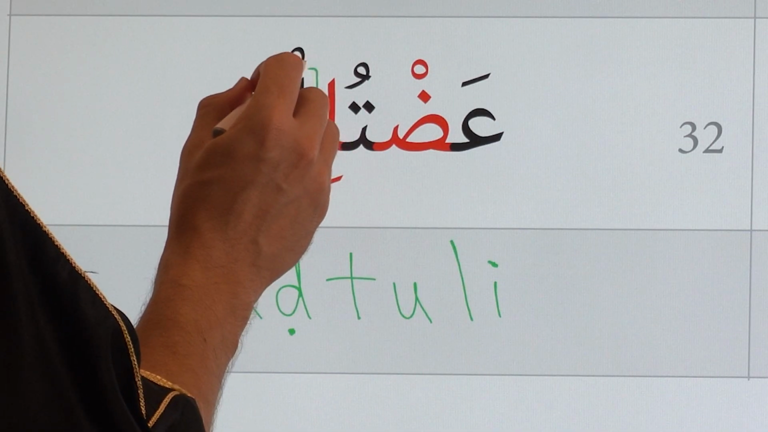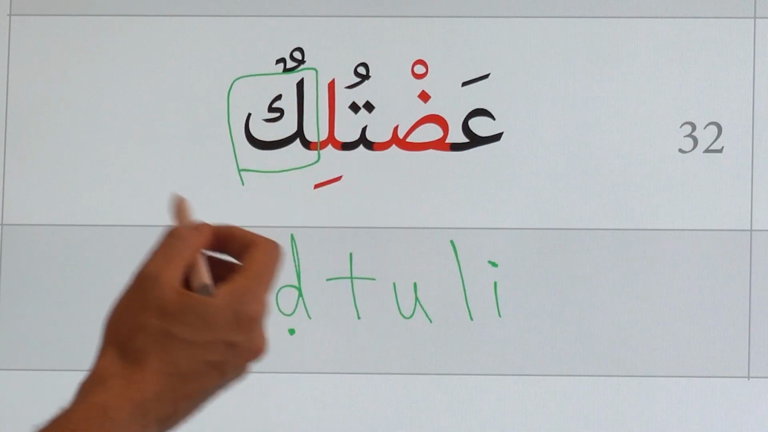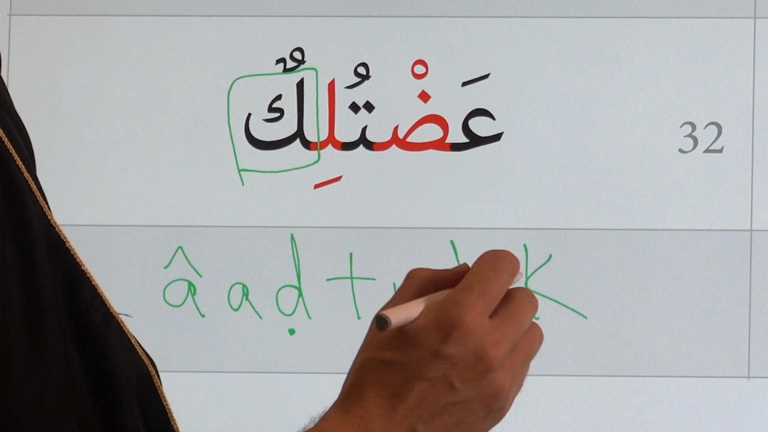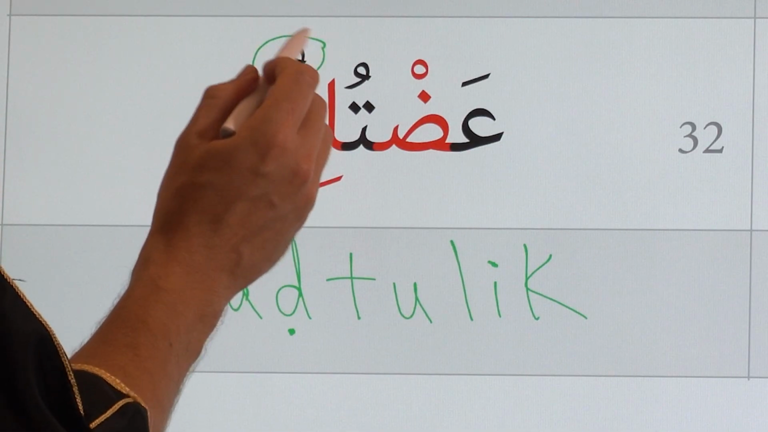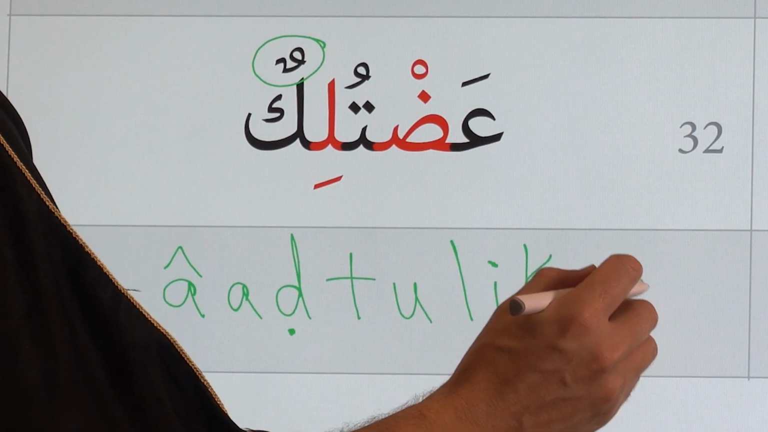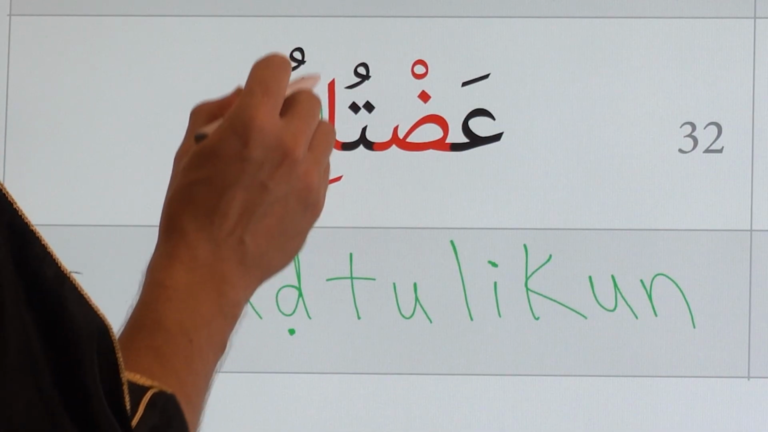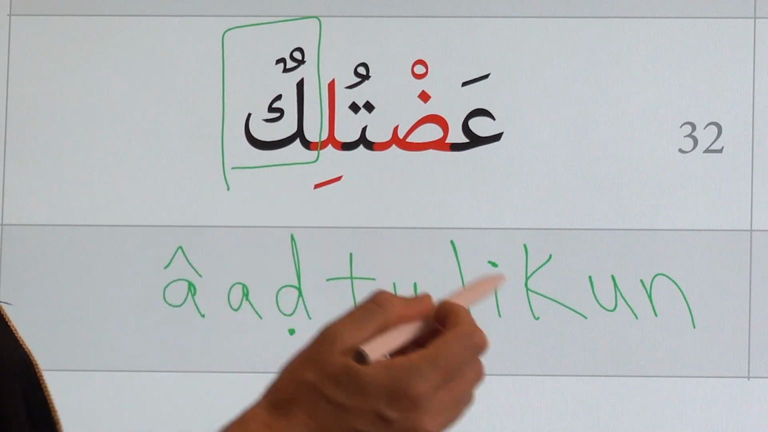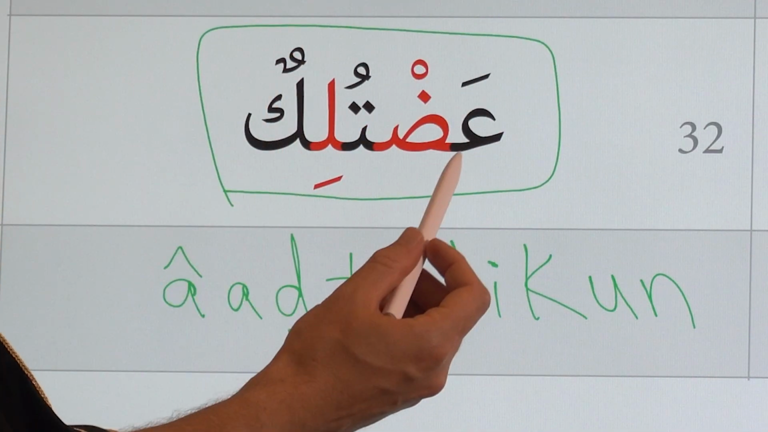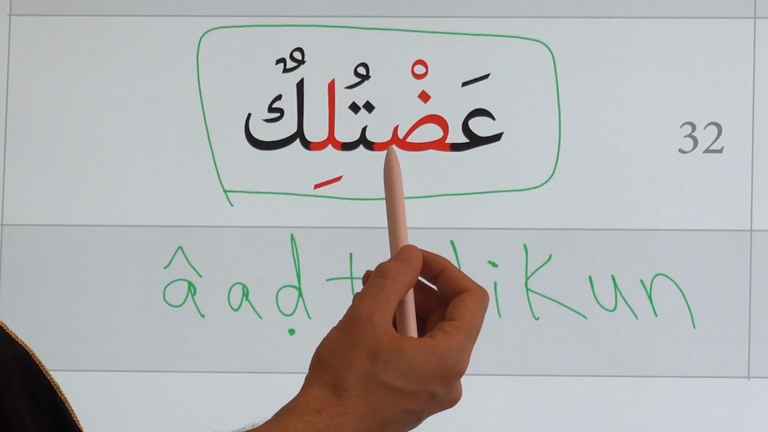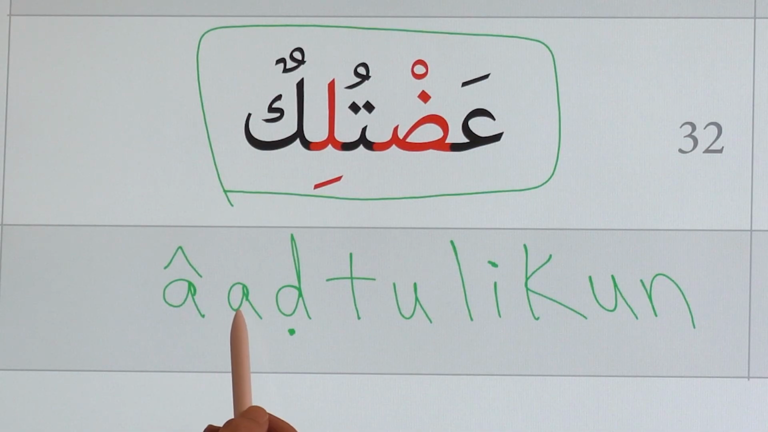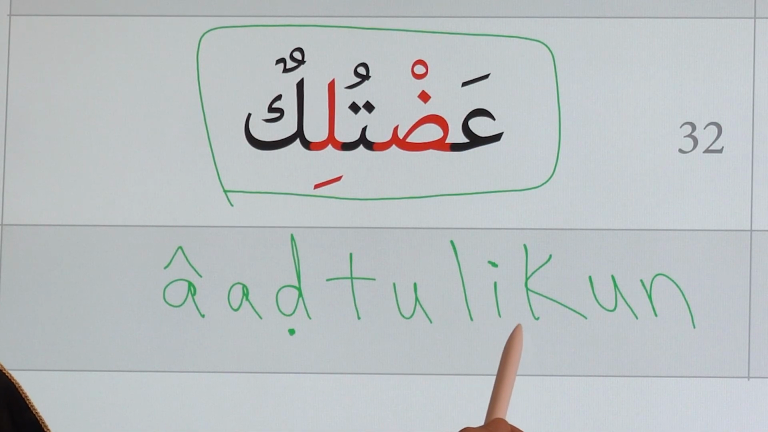And finally, ending a connection, we find that hook shape with a lightning bolt in the center. So this is the letter kaf. We write a K for the kaf. And above it, we find tanween dhamma. So we write a U for the first dhamma and N for the tanween. So together this would be pronounced kun, kun. So if we pronounce this combination of letters and harakat together, we would say a, d, tu, li, kun.